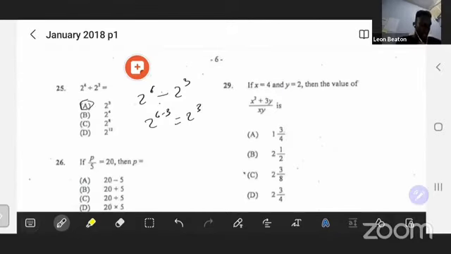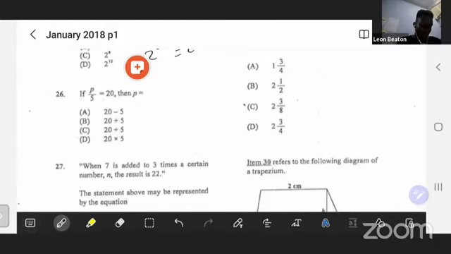Number 26. P over 5 is equal to 20, then P is equal to, why is this one too easy, boy? P is equal to, this 5 is divided and we take it over, multiply, so P is equal to 20 times 5.